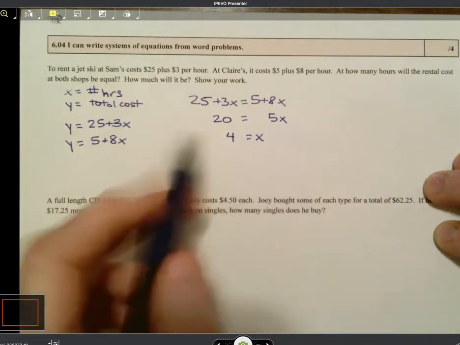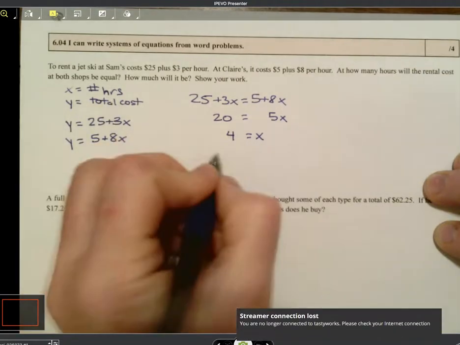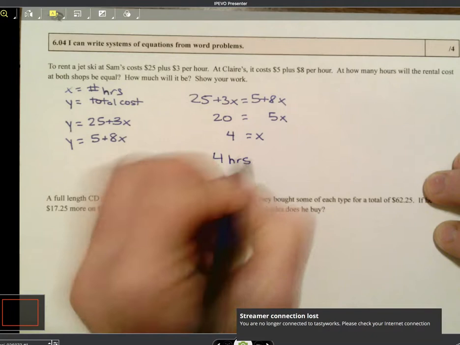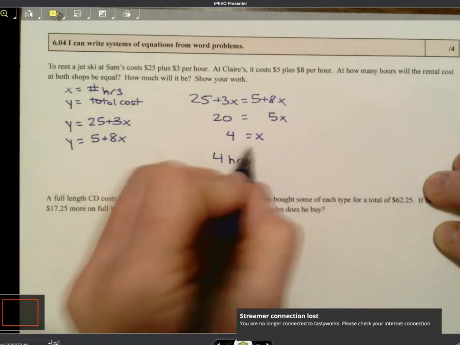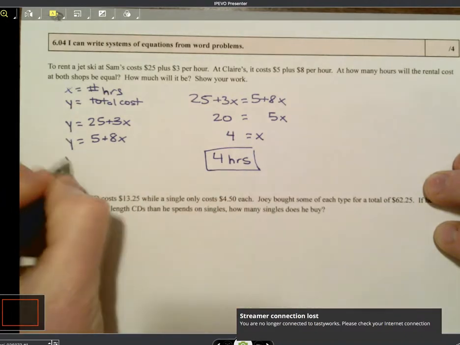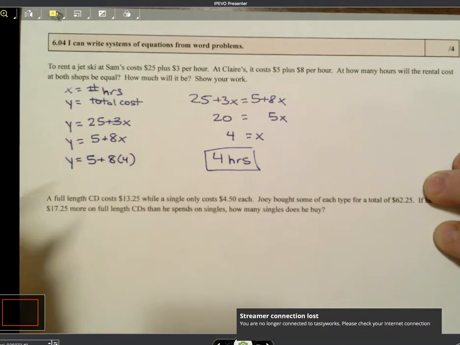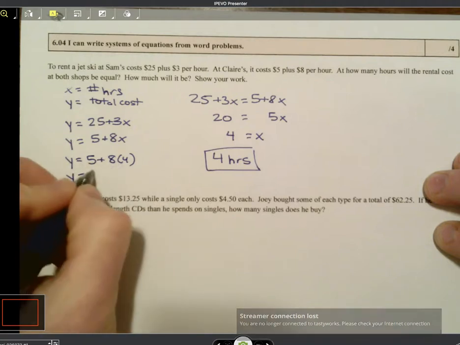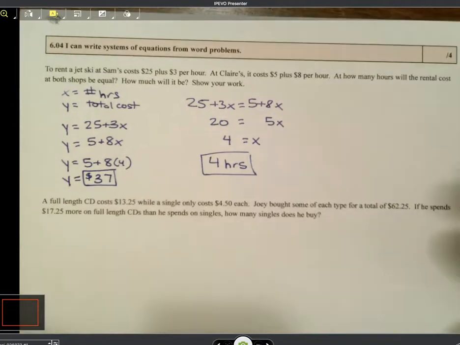So we need to interpret that. If x is 4 and x is the number of hours, so at 4 hours, they will both be equal. And how much will it be? Well, we have two equations. We could choose one to plug it in. y equals 5 plus 8 times 4. So the total cost will be 32 plus 5, $37. So you could write it out: at 4 hours, they will both be $37.